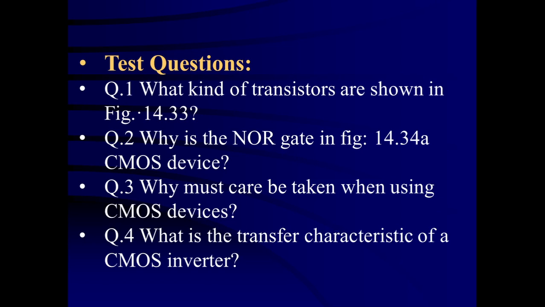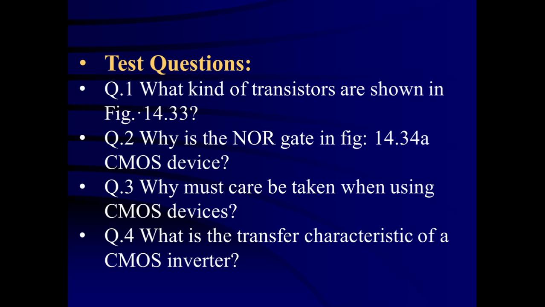Now, there are certain test questions. If you have studied this lecture properly, you can understand and answer these questions, so I have put them here. Question 1. What kind of transistors are shown in figure 14.33? That is a CMOS NAND gate. Transistors Q1 and Q4 are P channel MOSFETs and transistors Q2 and Q3 are N channel MOSFETs.